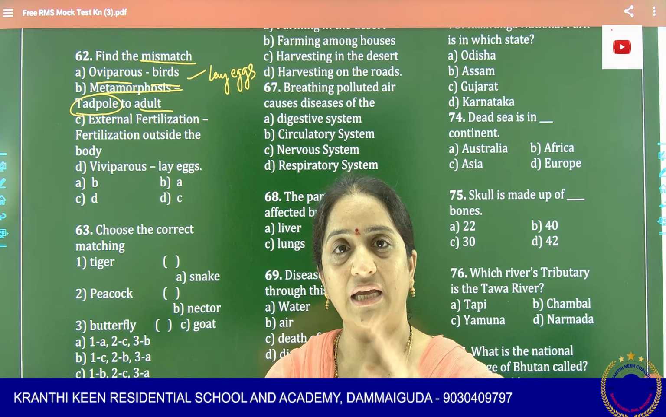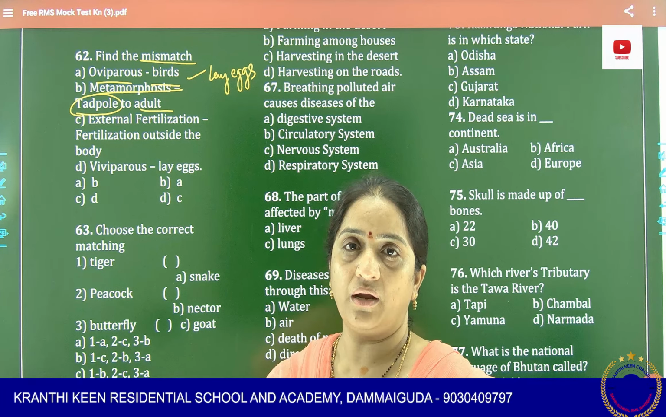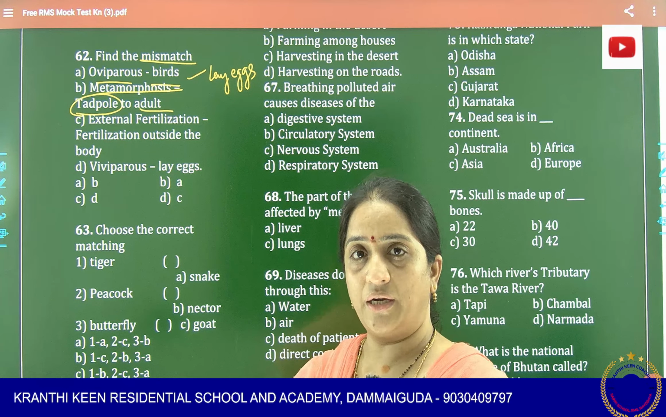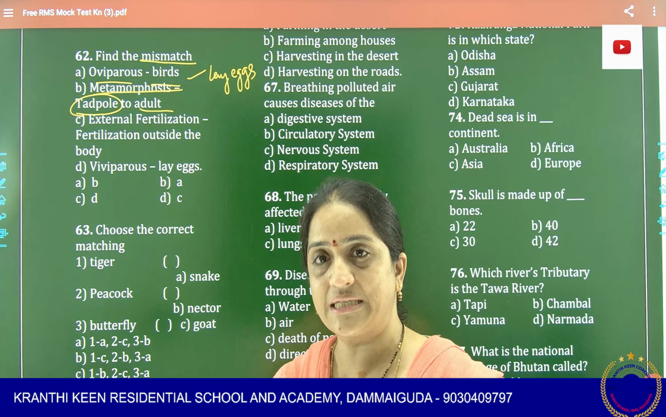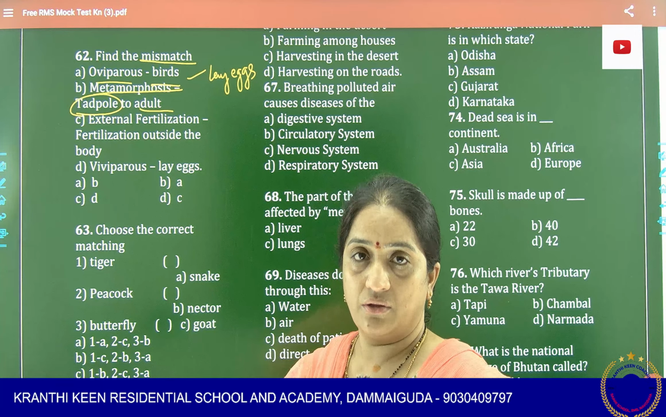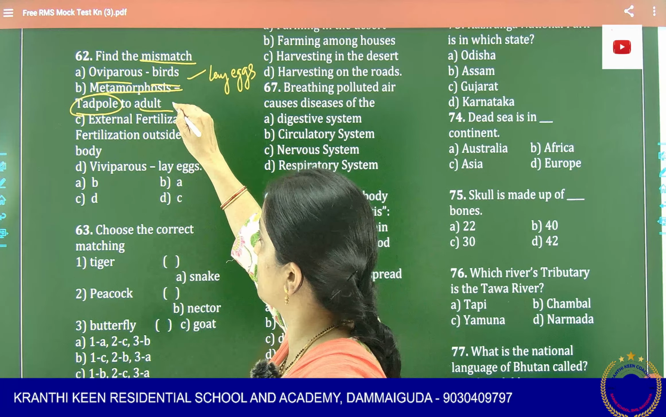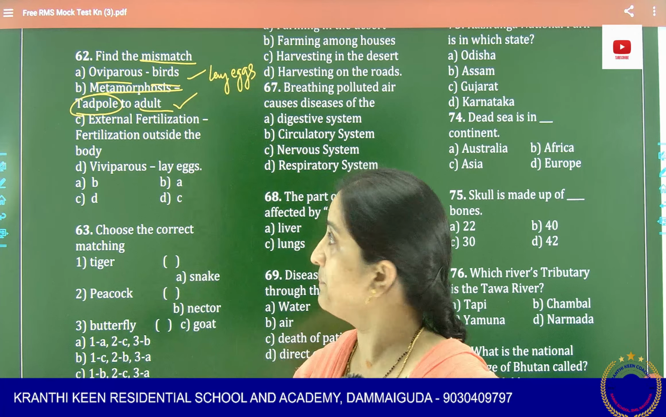For example, take insects like a butterfly: egg, larva, pupa, and adult. So it undergoes so many changes. All the insects, the fishes, the frogs undergo metamorphosis. So this is also the right pair.